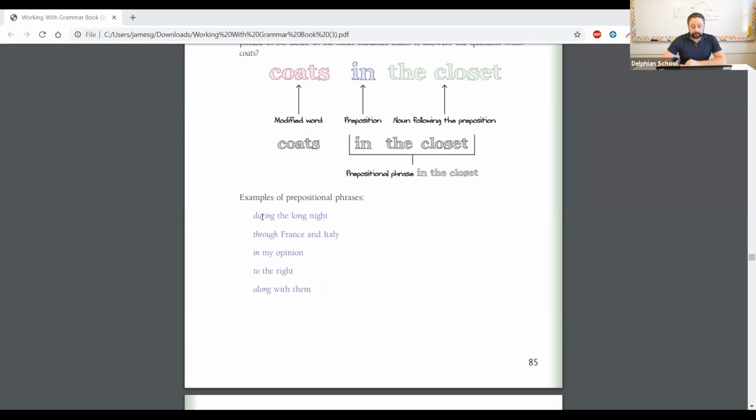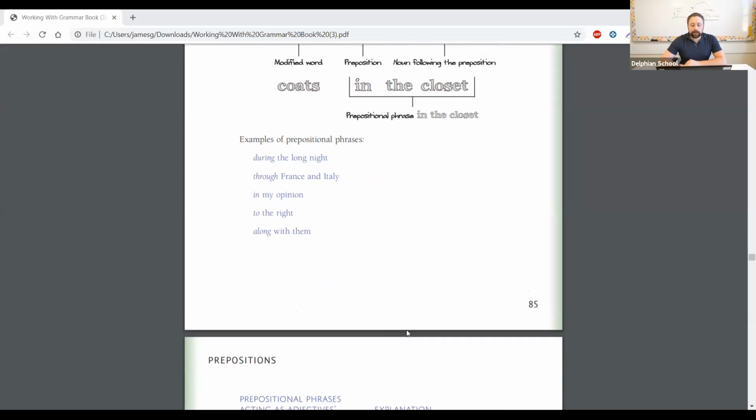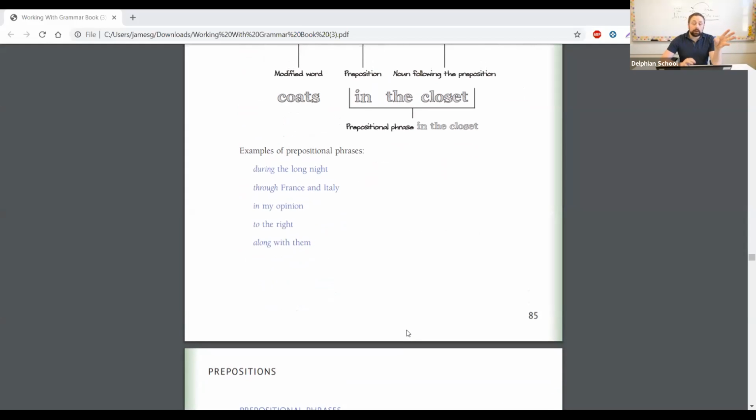So here are some more prepositional phrases. During the long night. During will connect some other word, and night, which is a noun or pronoun at the end of that phrase. Through France and Italy. In my opinion. To the right. Along with them. So in each case, you'll see that one of these prepositional phrases has a preposition at the beginning and a noun or pronoun at the end. And they all work to actually modify or tell you more about something in the sentence.